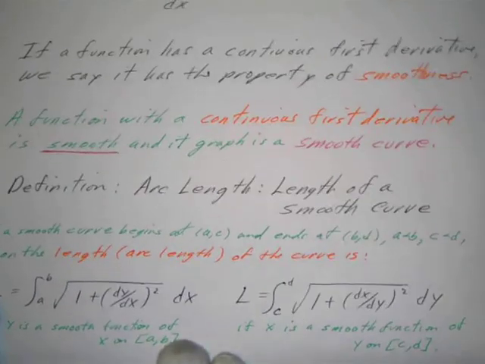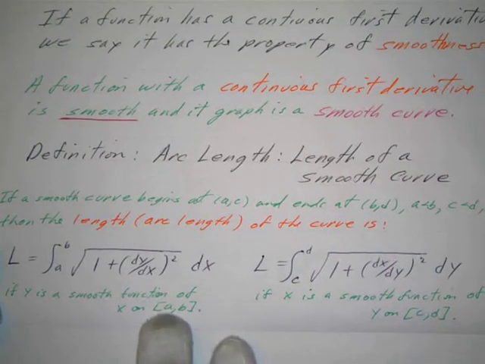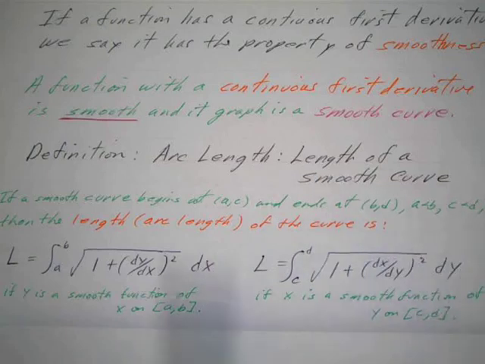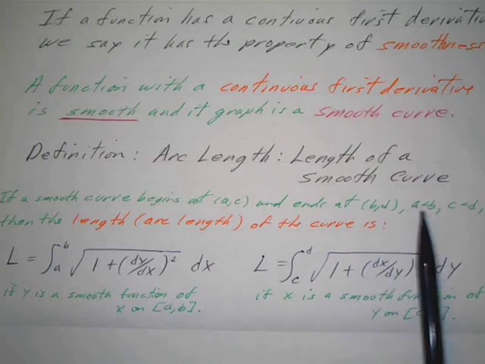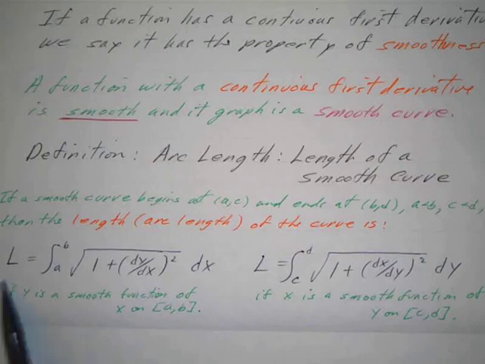So here we go, and this is what we're going to be seeing on the bottom of page 413, and I just rewrote them, but they're right there. Okay, definition, arc length, the length of a smooth curve. If a smooth curve begins at (a, c) and ends at (b, d), and a is less than b and c is less than d, then the arc length of the curve is given by either one of these formulas, depending on which way I'm going, whether I'm using dx or dy. It's going to be the same length, it just depends on how you look at it.